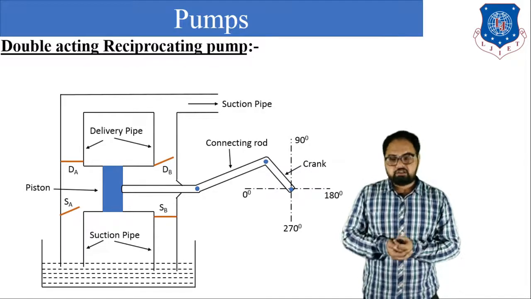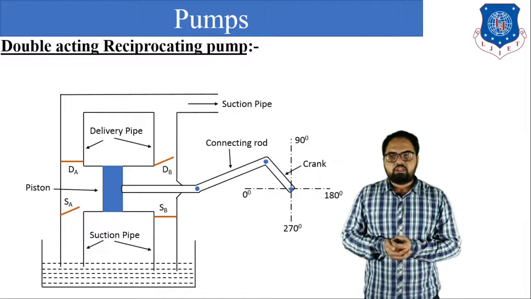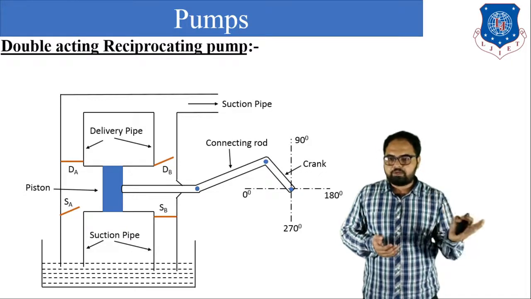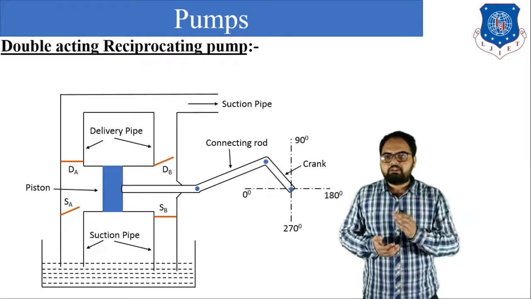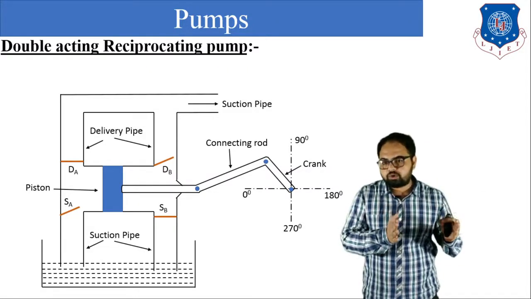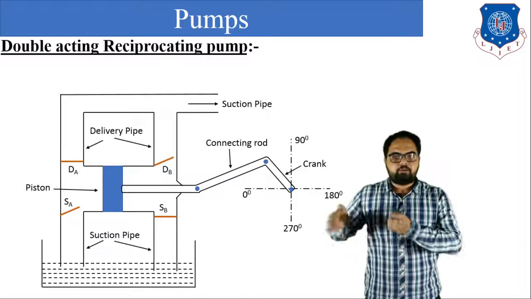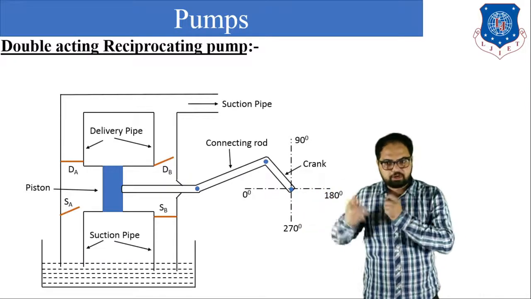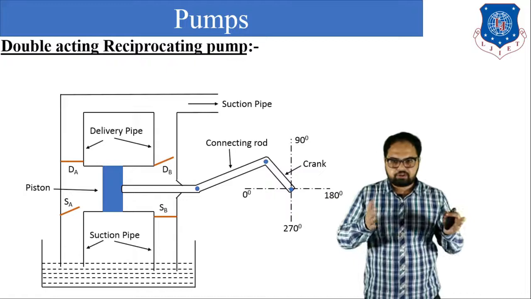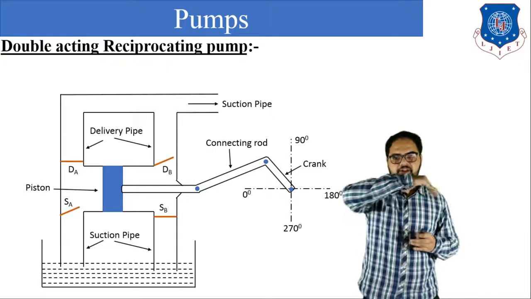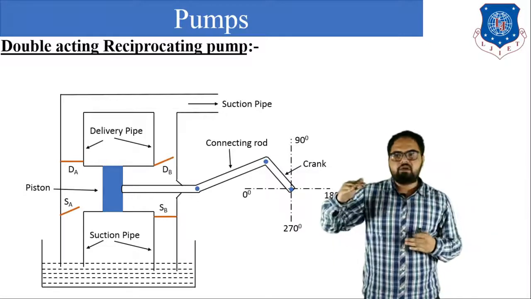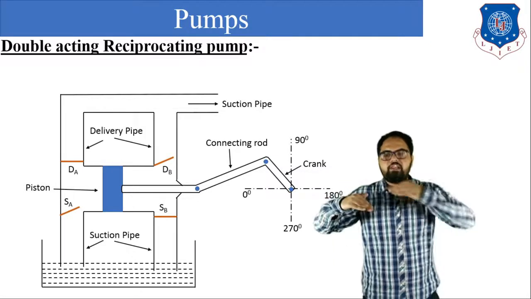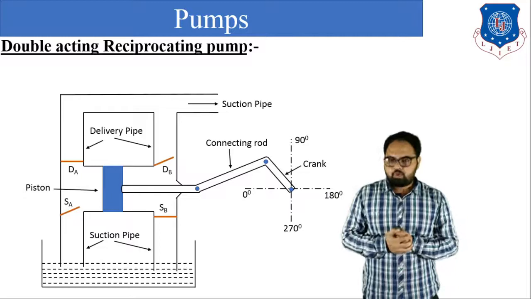The second one is the reverse stroke. During the reverse stroke, the piston travels from right to left. As the piston travels from right to left, negative pressure is generated on the right side of the piston and positive pressure is generated on the left side of the piston. Due to negative pressure, the suction valve SB will remain open, delivery valve DB will remain closed, and suction valve SA will remain closed, delivery valve DA will remain open.